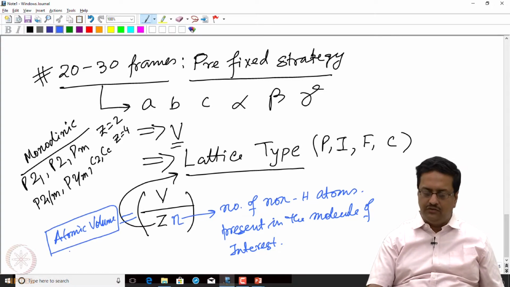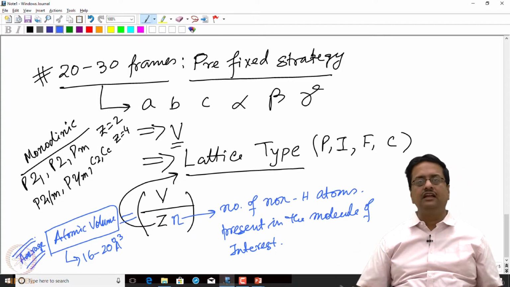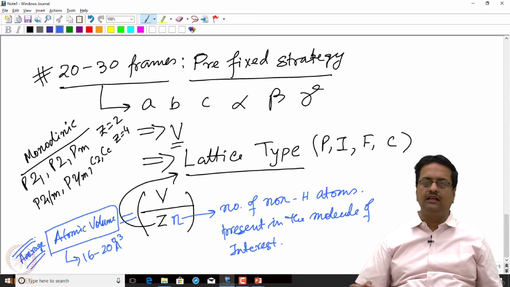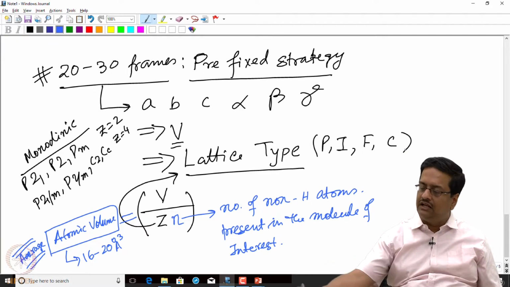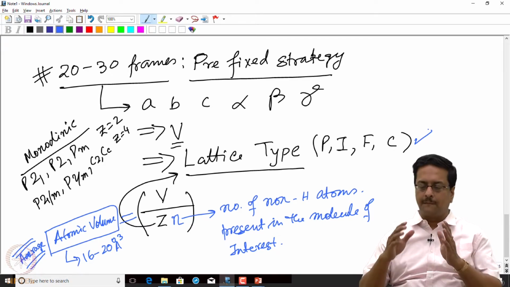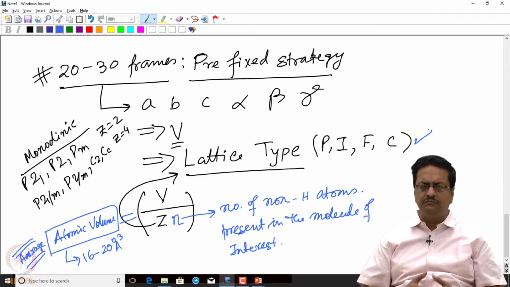This atomic volume should range between 16 to 20 cubic angstrom. This is the average atomic volume, I would say. So, this average atomic volume should range between 16 to 20 cubic angstrom if the desired molecule has crystallized in this particular lattice, which we have determined from the first few sets of reflections, or the first few sets of measurements.